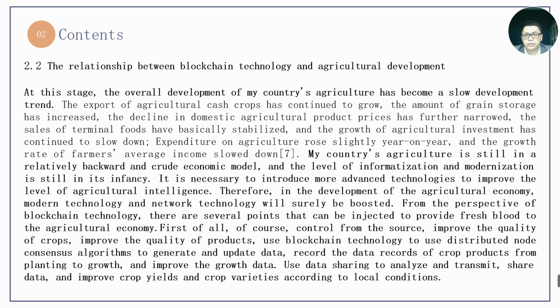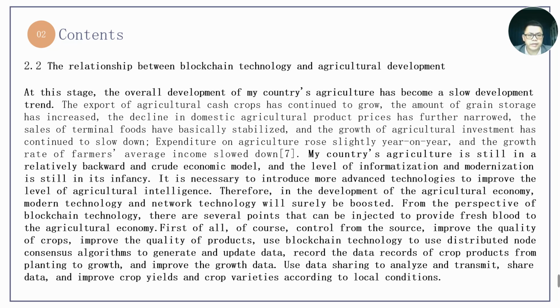2.2 The relationship between blockchain technology and agriculture development. At this stage, the overall development of my country's agriculture has become a slow development trend. My country's agriculture is still in a relatively backward and crude economic model, and the level of informatization and modernization is still in its infancy. It is necessary to introduce more advanced technologies to improve the level of agriculture intelligence.